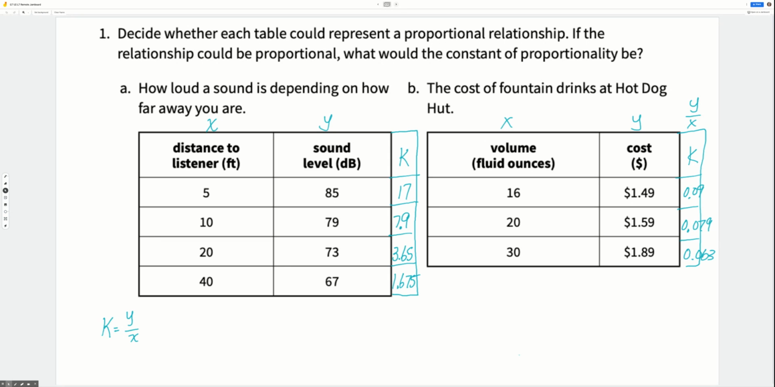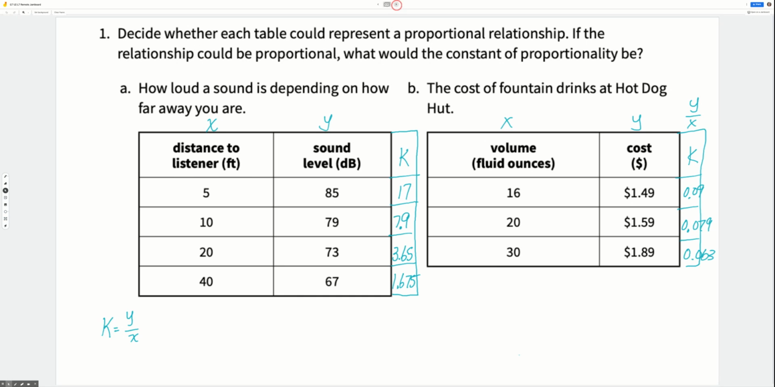Did we have a constant proportionality on this one? No, it was not the same. It changed depending on how many ounces you had. Your cost was not directly related to it. So for this one, not proportional for A, not proportional for B. They tricked us. You assume, you think, well, one's gotta be, but nope, it is not.